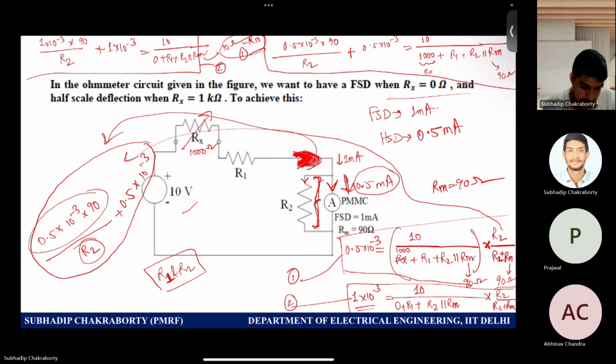So these two equations are much easier to solve than these two equations. So you can just avoid those and use these two equations because it will be easier to solve. Both will give you the same result only, but these are easier to solve. So you solve 1 and 2 and tell me how much you are getting for R1 and R2.